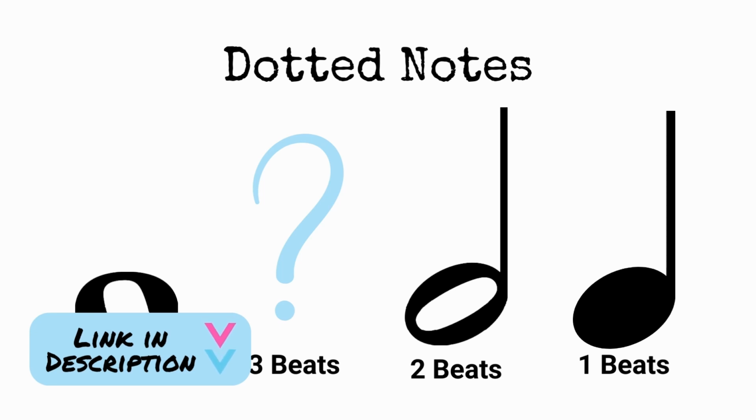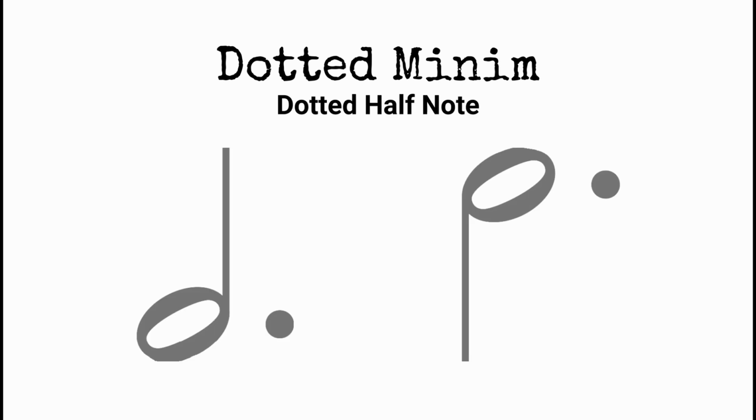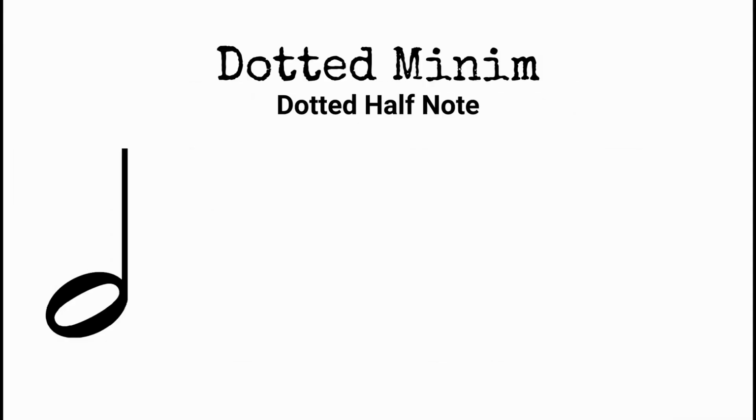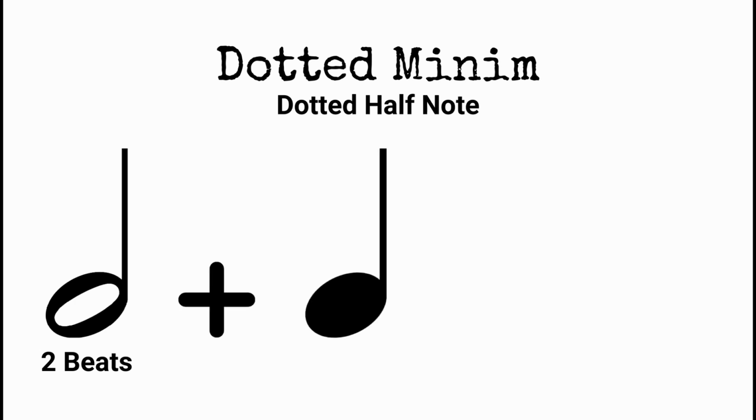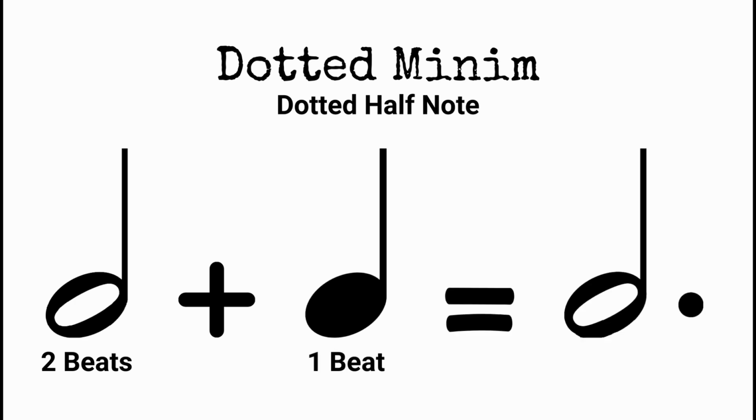If we want to write a note that lasts 3 beats, we can take a minim, also called a half note, and add a dot after it. The dot tells us to make the note last longer by half its original value. A dotted minim has the value of a minim, which lasts for 2 beats, added to a note half its value, which would be the crotchet, also called the quarter note, which lasts for 1 beat. So a dotted minim lasts for 3 beats in total.